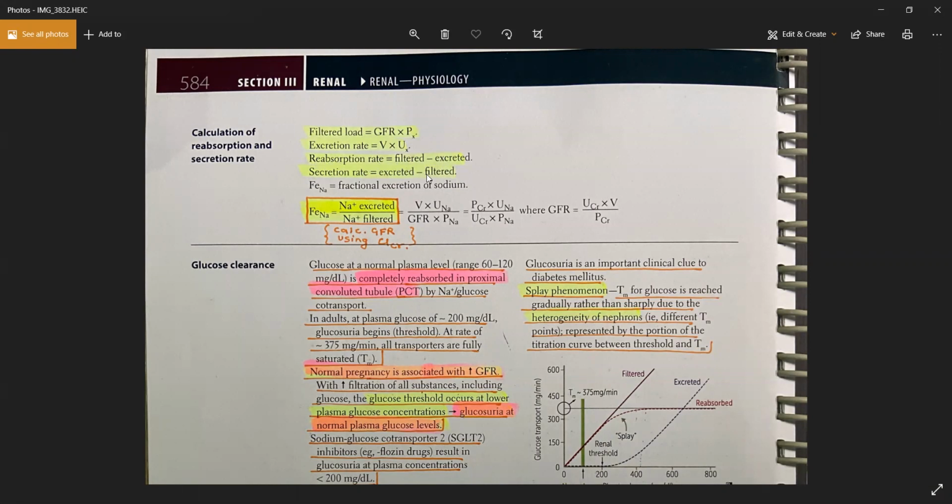And that makes sense, because if you're secreting a substance, you will have a higher excretion rate. If you're reabsorbing the substance, you will have more filtered than excreted, right? So in reabsorption, the filtered load is always more than the excreted load. In case of secretion, the excreted load is always more than the filtered load, right?